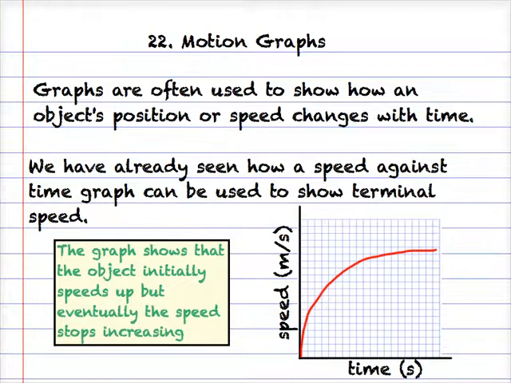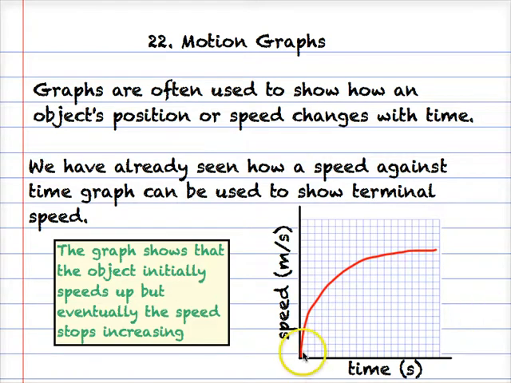Podcast 22, Motion Graphs. So we often use graphs to allow us to visualize the movement of objects. Recently we've been doing work on terminal speed and falling coffee filters, and the graph below we've seen before. This graph of speed against time shows us how the speed of the coffee filters changes with time, eventually reaching a terminal speed. Without this speed time graph, it would be a little harder to explain how the motion of the object changes with time.